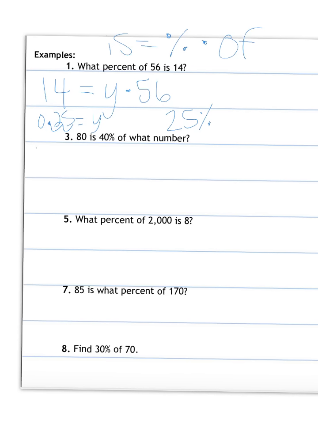Okay, I'm going to go a little out of order and just down the line here. So number 3, 80 is 40% of what number? So our is equals percent, turn it into a decimal, of what number? So now 80 divided by 0.4, we're dividing both sides by that 4/10, and x equals 200.